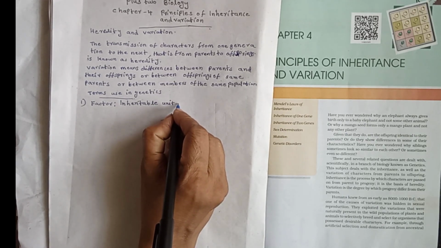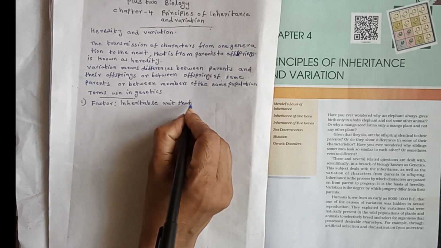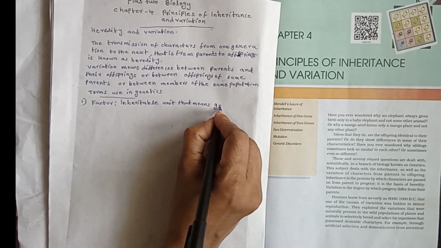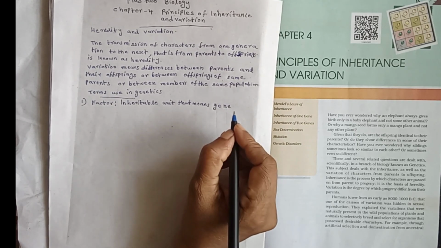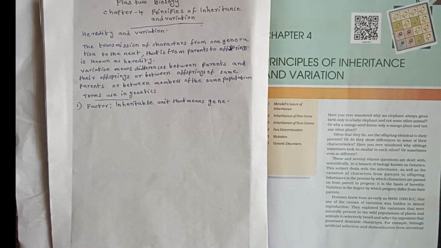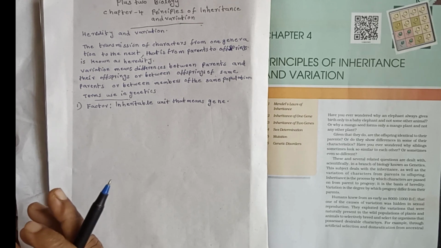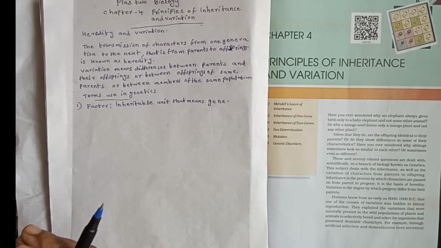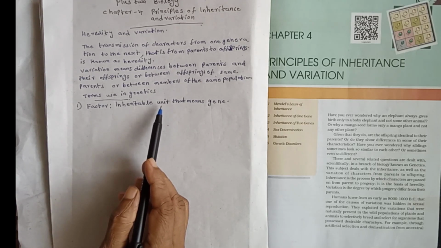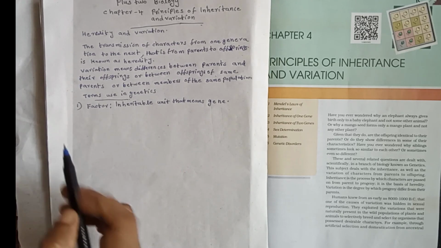That means genes. What is a gene? Genes are located on DNA. Genes are pieces of DNA. DNA is part of the chromosomes. Chromosomes are usually seen in the nucleus. Factor means inheritable unit, that means genes.